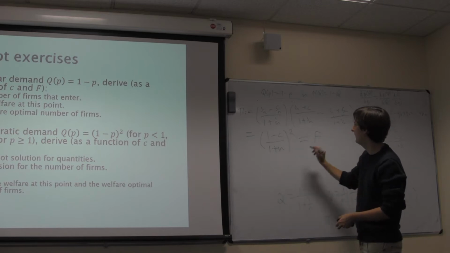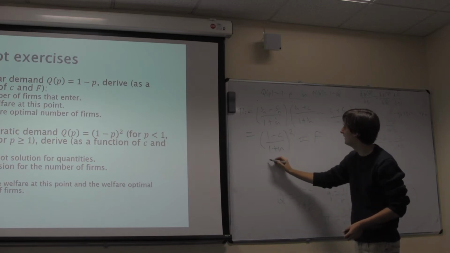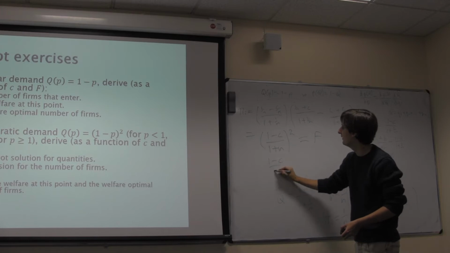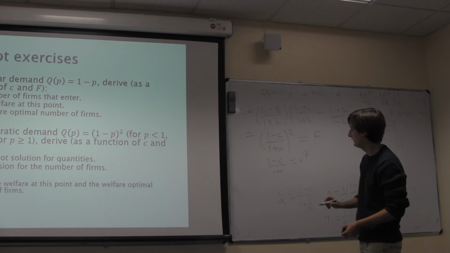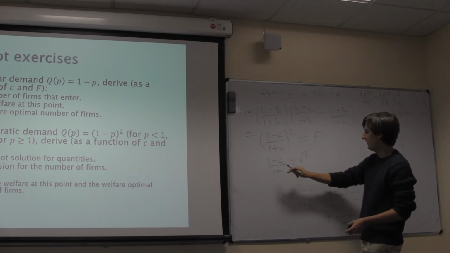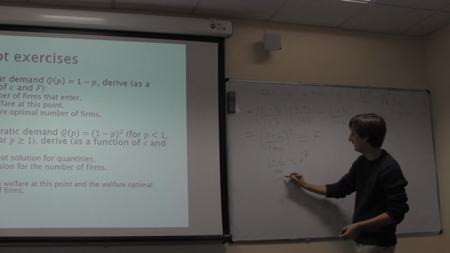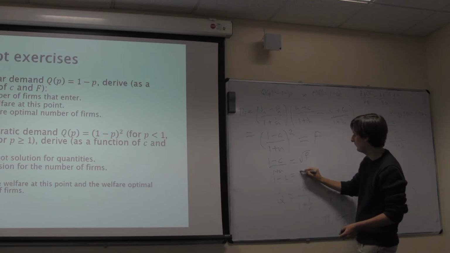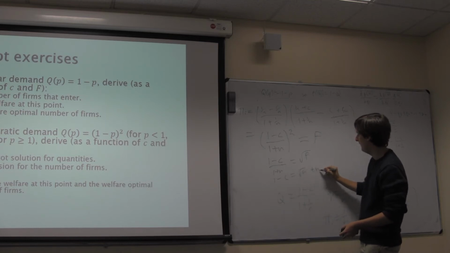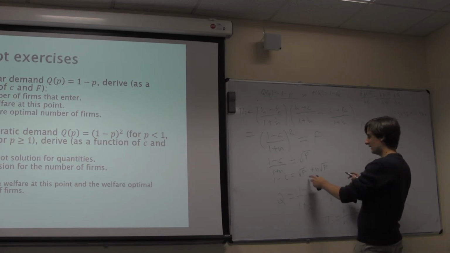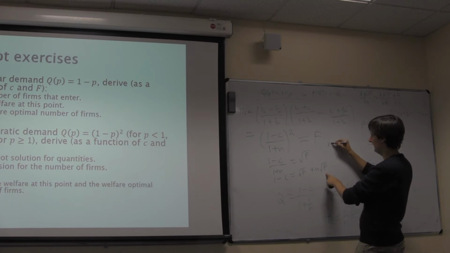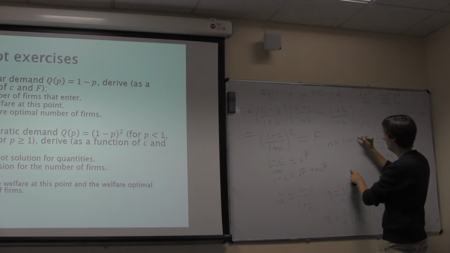So we've got a squared there, so let's take a square root of both sides. So 1 minus c over 1 plus n is equal to the square root of the fixed cost. Multiply both sides by 1 plus n, so 1 minus c is equal to root f plus n root f. And then subtract root f and divide by root f, and you're going to get n is 1 minus c minus root f, all divided by root f.